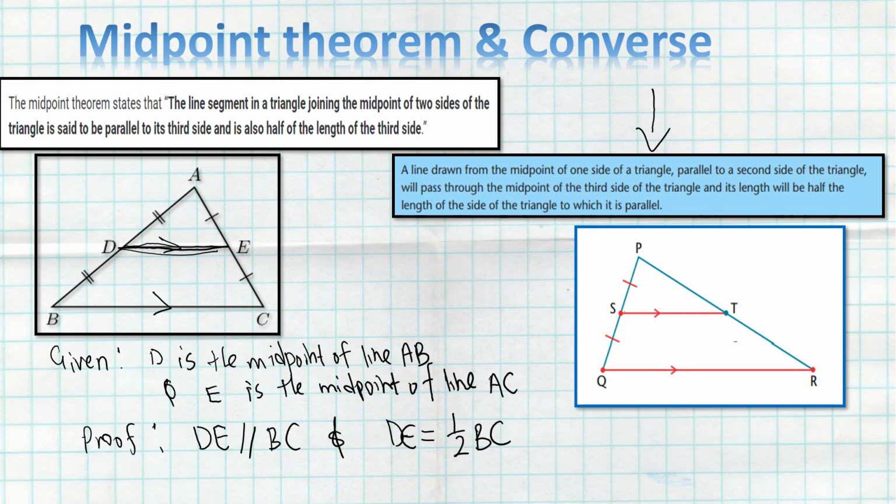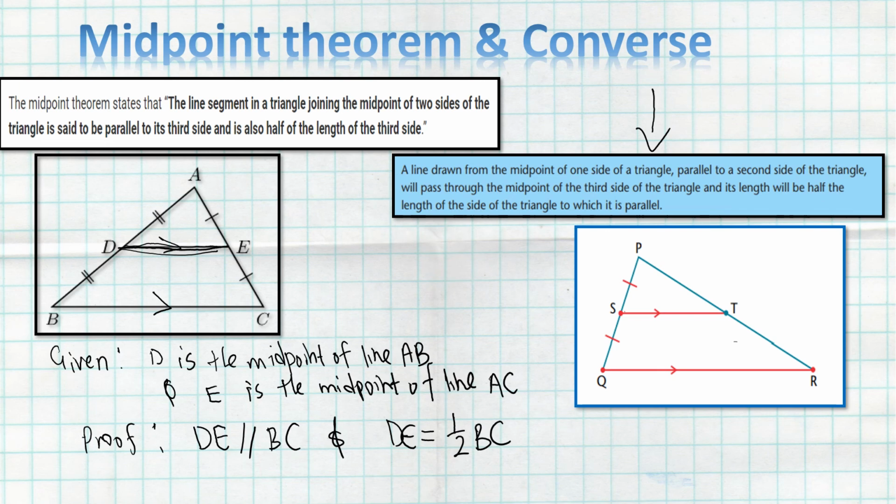So if you just see something like that, you can think of the converse midpoint theorem to say, okay, there's a line that is drawn to the midpoint of one side of a triangle, and that same line is parallel to the second side. Then it will divide the third side at its midpoint, and it will still be half the length of the second side. Okay, so that would be the converse midpoint theorem.